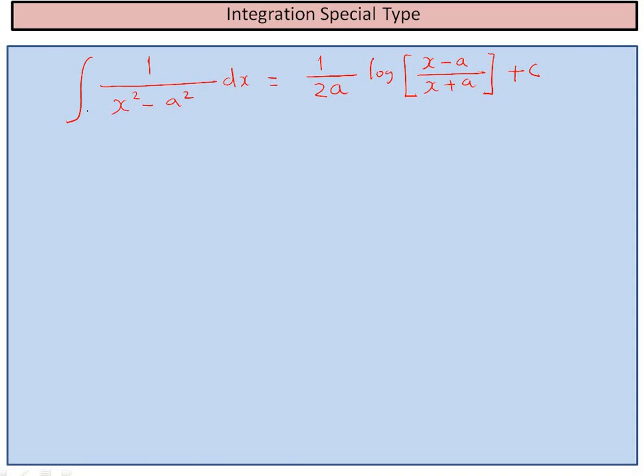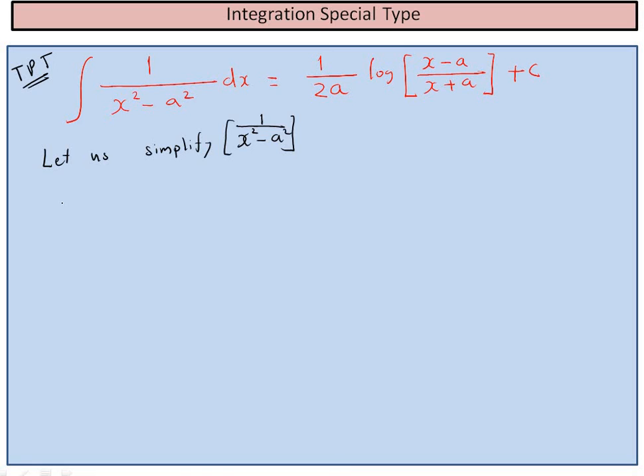Now this is the formula. समझ गए? This is what we have to prove. ये ऐसा एग्जाम में आता है. Now see what I do. I first simplify this entire 1 upon x square minus a square. So instead of writing the integral sign, let us simplify 1 upon x square minus a square.